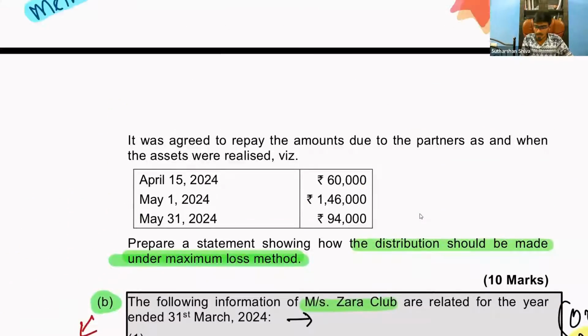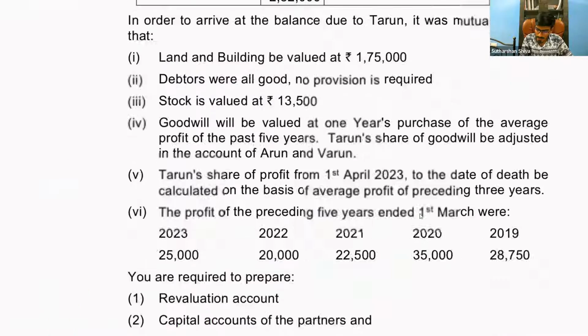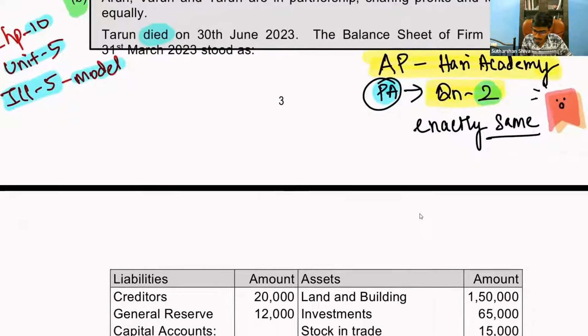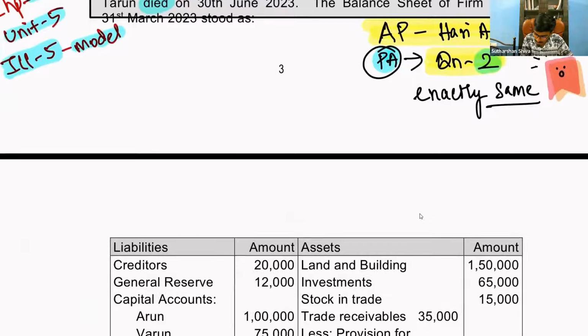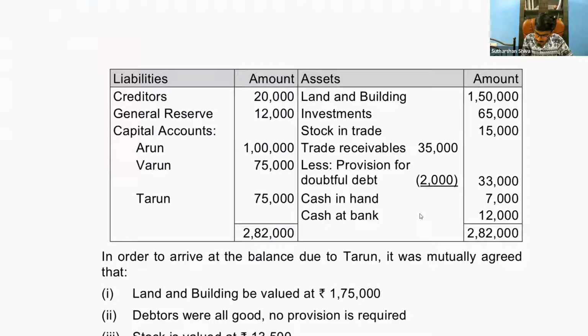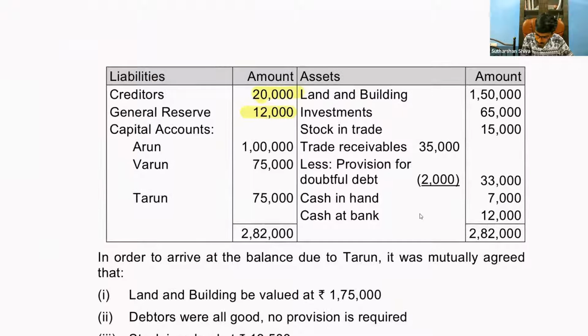Arun, Varun, and Tarun are partners sharing profits and losses. Tarun died on 30 June 2023. The balance sheet of the firm on 31st March 2023 they have given. All the creditors value they have given. General reserve they have given. So these creditors will go to the balance sheet. General reserve goes to capital account. Capital account will go to capitals.